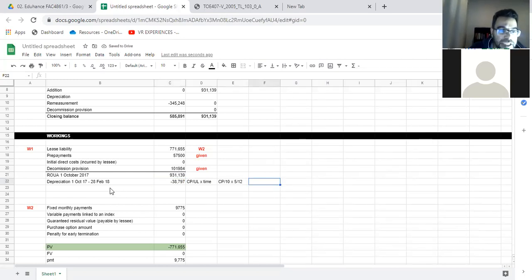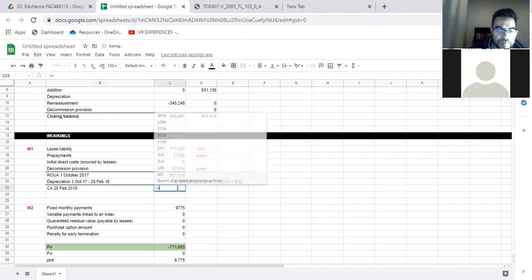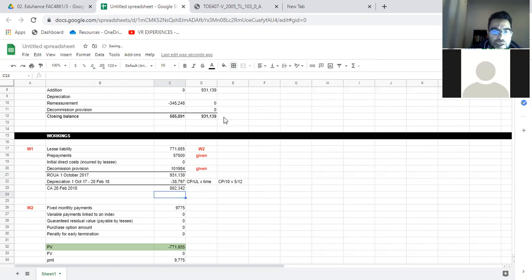Okay, so that means my carrying amount at whatever this date is. So the right of use asset carrying amount at 31 December. So my right of use asset carrying amount at 28 Feb 2018 would be the sum. Okay, so if I do this, it is equal to depreciation over there. Okay, so now what happens?